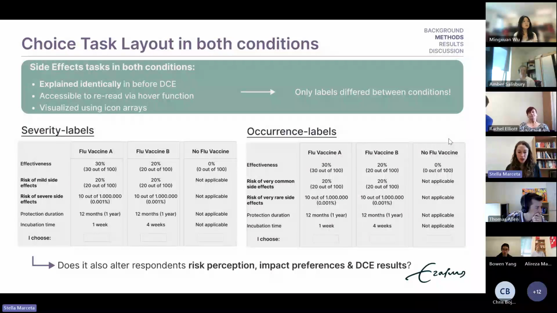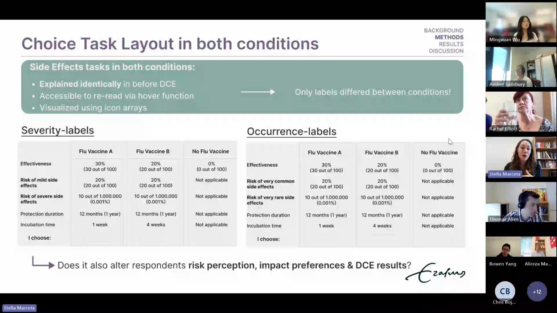So the follow-up question is: does it alter respondents' risk perception and impact their preferences and therefore the DCE results? So does it matter which categorization we use? As Rachel just mentioned, I have a background in behavioral science, so there are a few behavioral theories that would suggest that this might be the case. I'll quickly walk you through them.